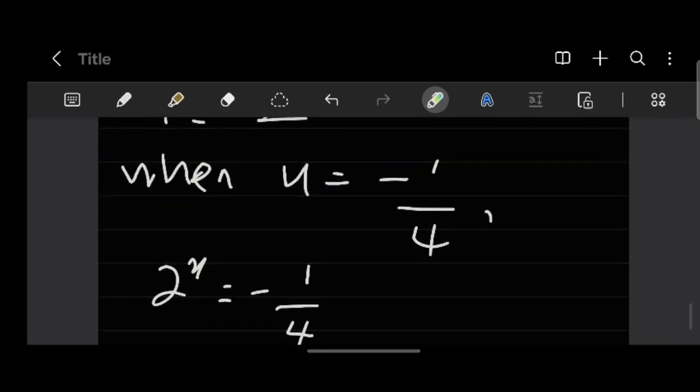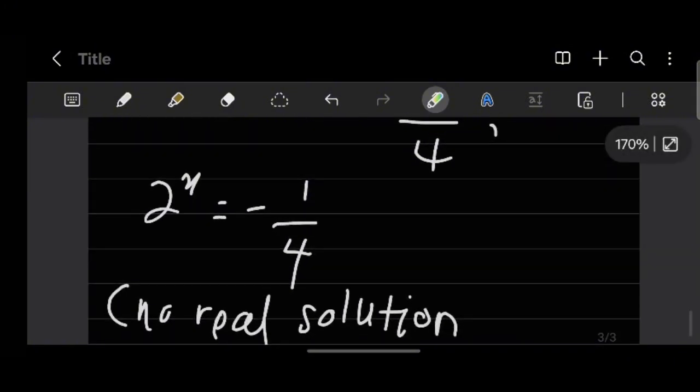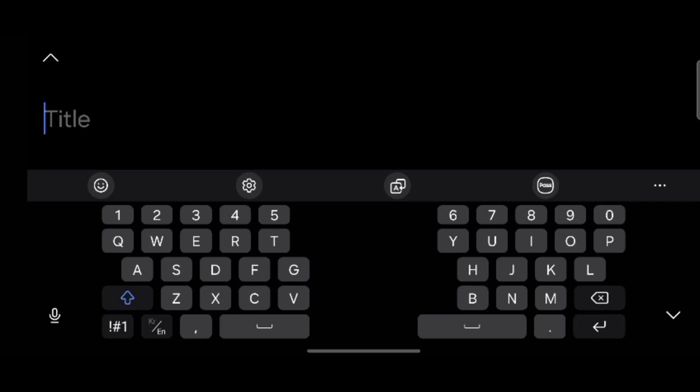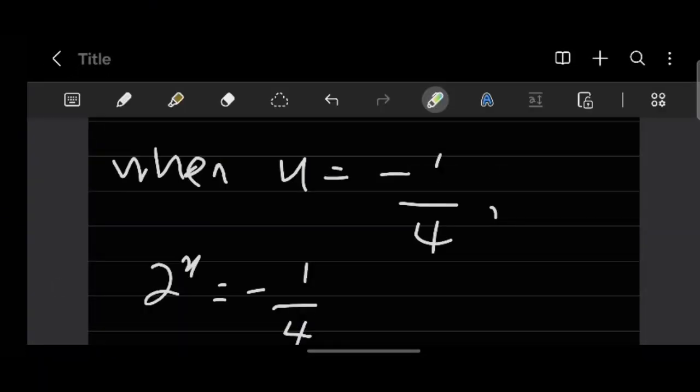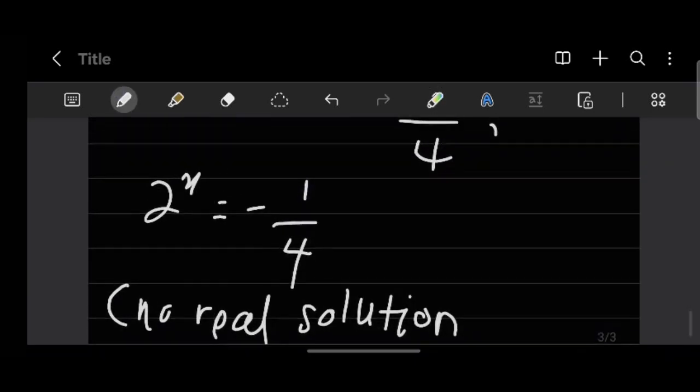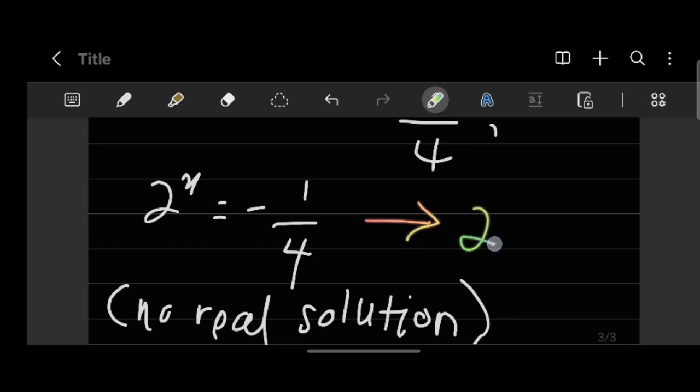And then, when u is equals to negative 1 over 4, 2 power x is equals to negative 1 over 4. This case has no real solution because any positive base raised to a real power must be greater than 0, that is, 2 power x must be greater than 0. So this case has no real solution. That is all. Thank you.